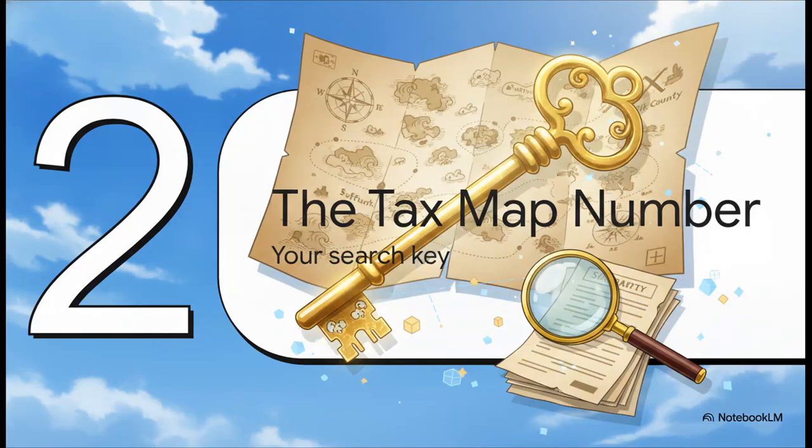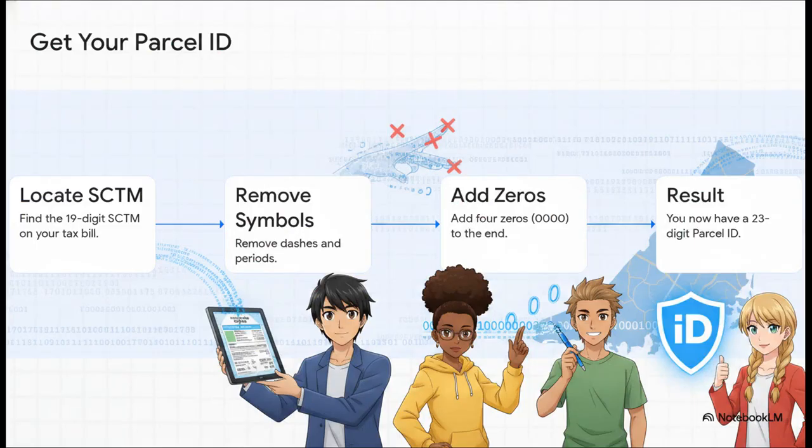Moving right along to Section 2, the tax map number. Now, the county's online systems don't really just use standard street addresses. Instead, they rely heavily on what's called a parcel ID. And to get your parcel ID, you usually have to start with the Suffolk County Tax Map Number, or SCTM for short. You can usually find this right on your property tax bill.